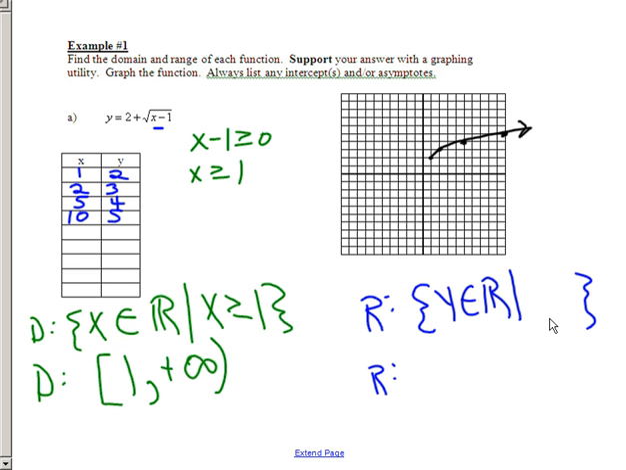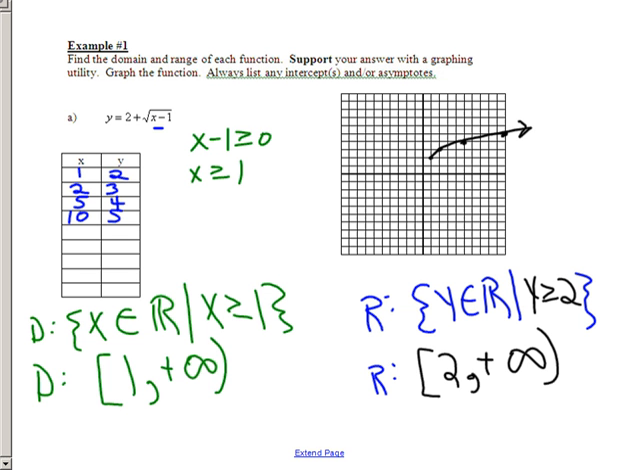Okay? Now that we have the picture, we can come back and fill in our range. If we look at this picture, the smallest y value that we get out is 2. There are no values below 2. So our range restriction is y is greater than or equal to 2. To write that in interval notation is bracket 2, comma, positive infinity, parentheses.